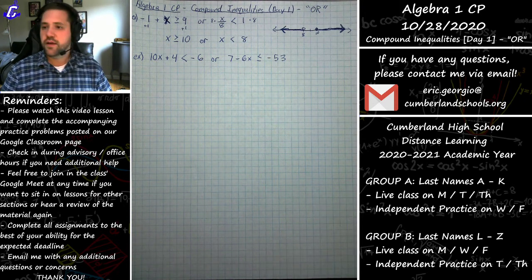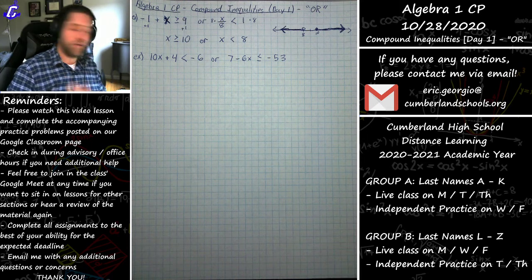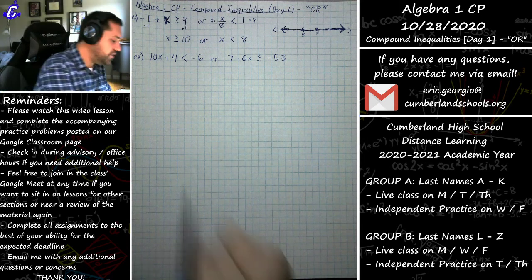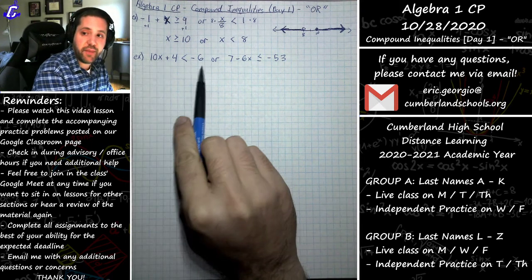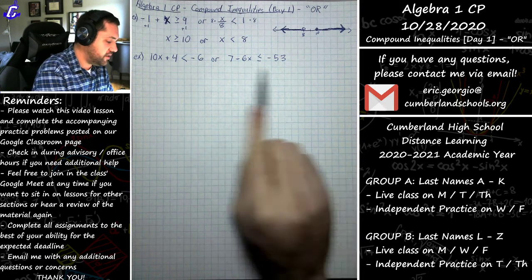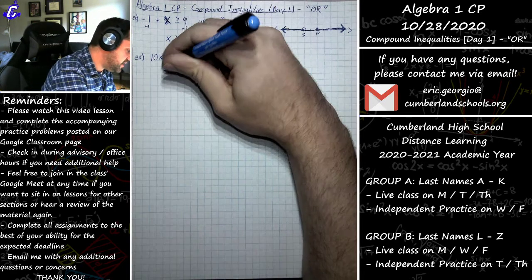Okay. So let's try to solve these inequalities. We're just going to, again, treat them separately. We should be very comfortable solving a two-step inequality at this point. Same thing over here, two-step inequality. I would, of course, get x alone.